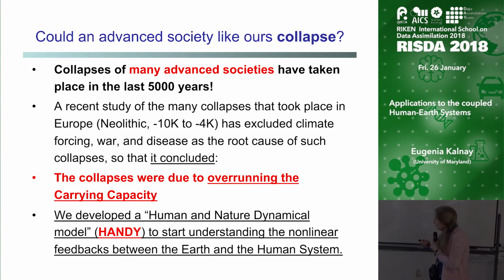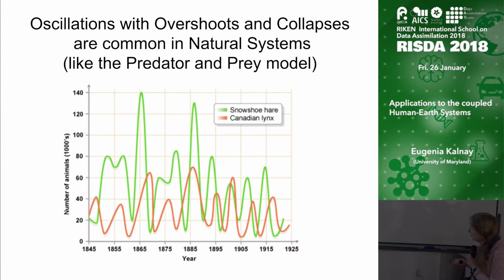And actually, I didn't know until I started working on this with more knowledgeable people that there have been many, like 500 cases of collapses in the last 5,000 years, and it has been studied in Europe, where I'll show you a little bit, that collapses are due to overrunning the carrying capacity, so consuming more than what nature and the whole system can provide in the long term. So we developed a human and nature dynamical model to start understanding the nonlinear feedbacks between the Earth and the human system.